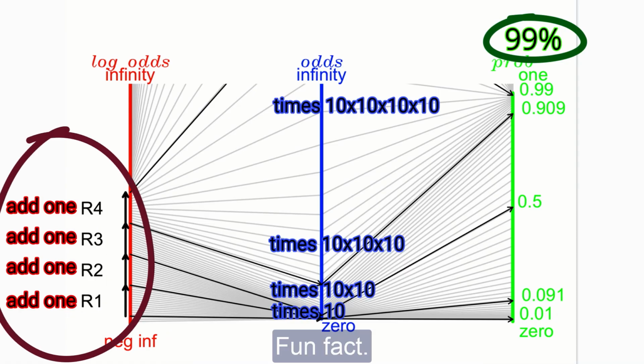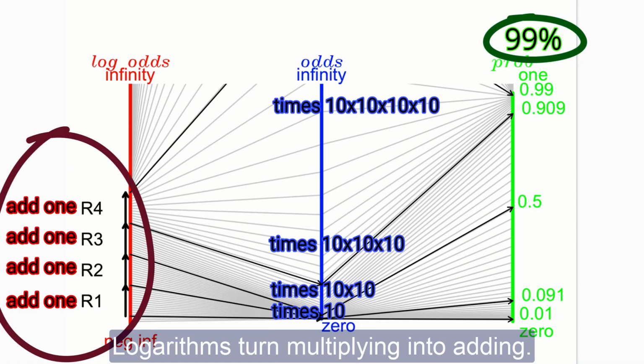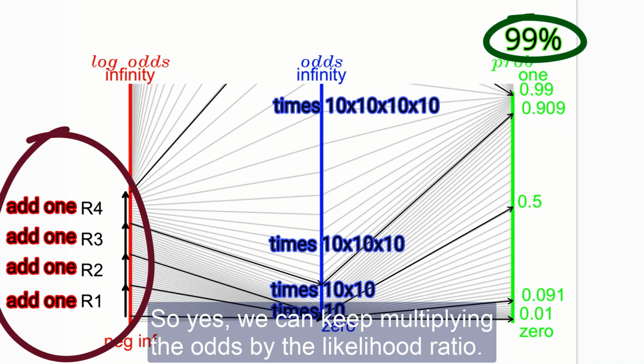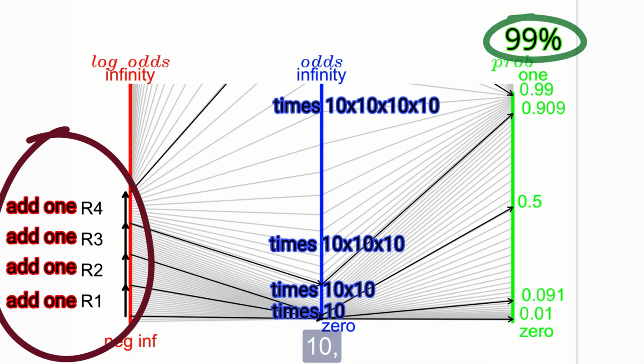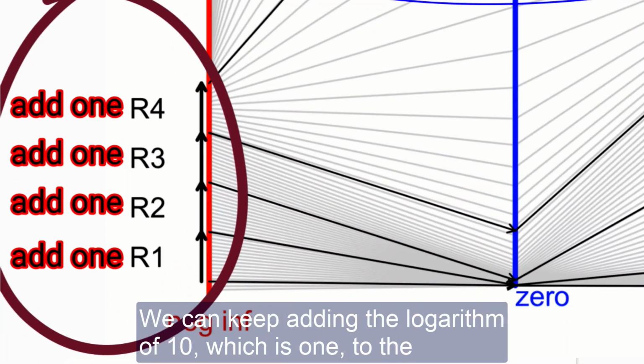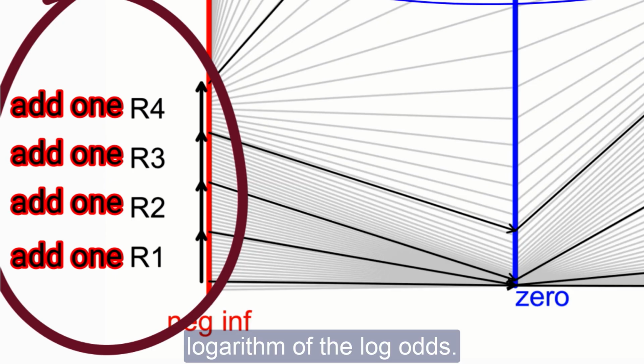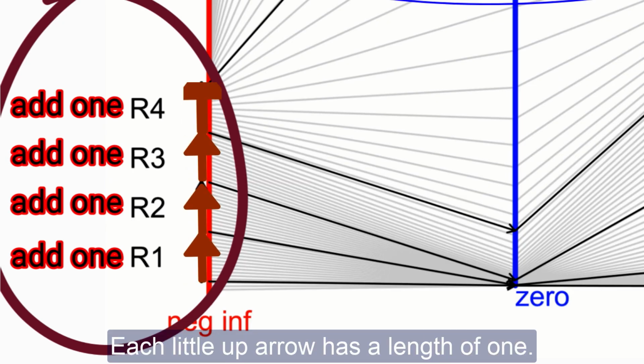Fun fact, logarithms turn multiplying into adding. So yes, we can keep multiplying the odds by the likelihood ratio, 10. Or even easier, we can keep adding the logarithm of 10, which is 1, to the logarithm of the odds. It's the same thing. Each little up arrow has a length of 1.